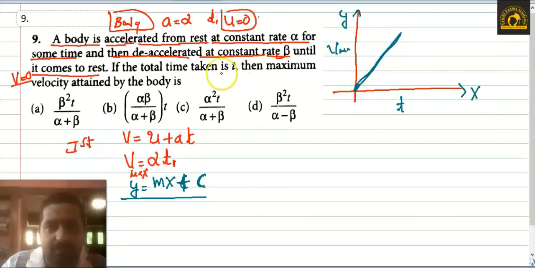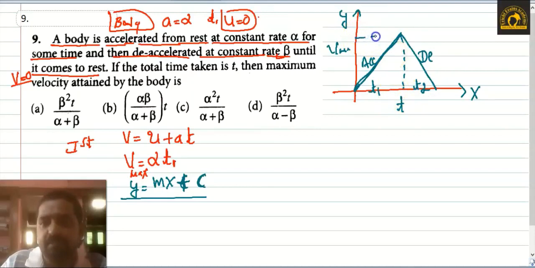So then it is deacceleration. This is the acceleration, this is the deacceleration. Okay, so with the time, this one is t1 and this one is t2. This is the V maximum. So this is the first equation, that is, time t1 is equal to V maximum divided by alpha.